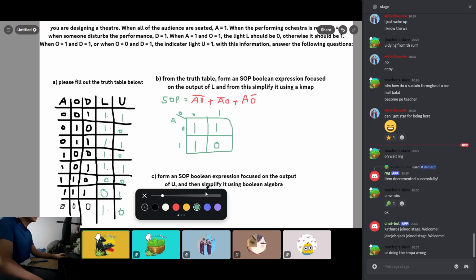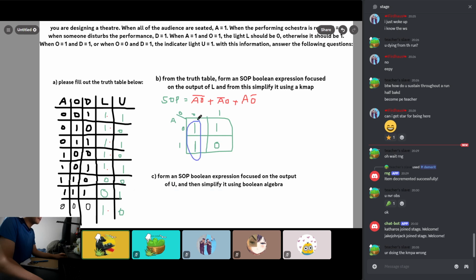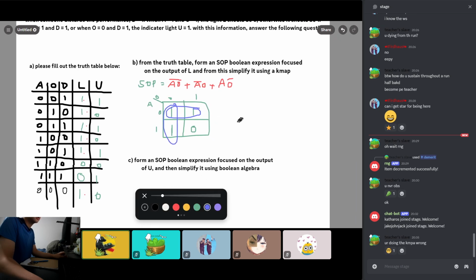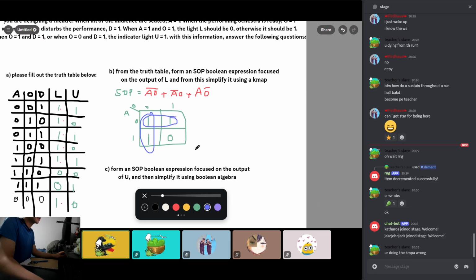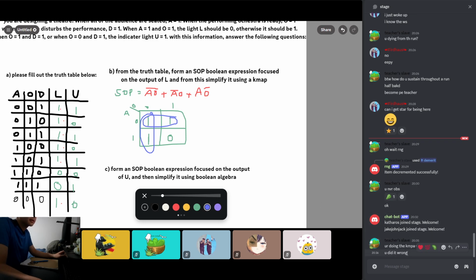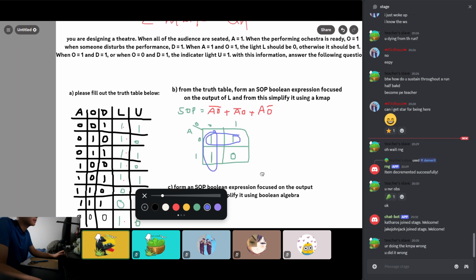Alright, so then we do our grouping. The K-map is wrong. Okay, whatever. Wait, am I doing it wrong? I did it wrong. How?